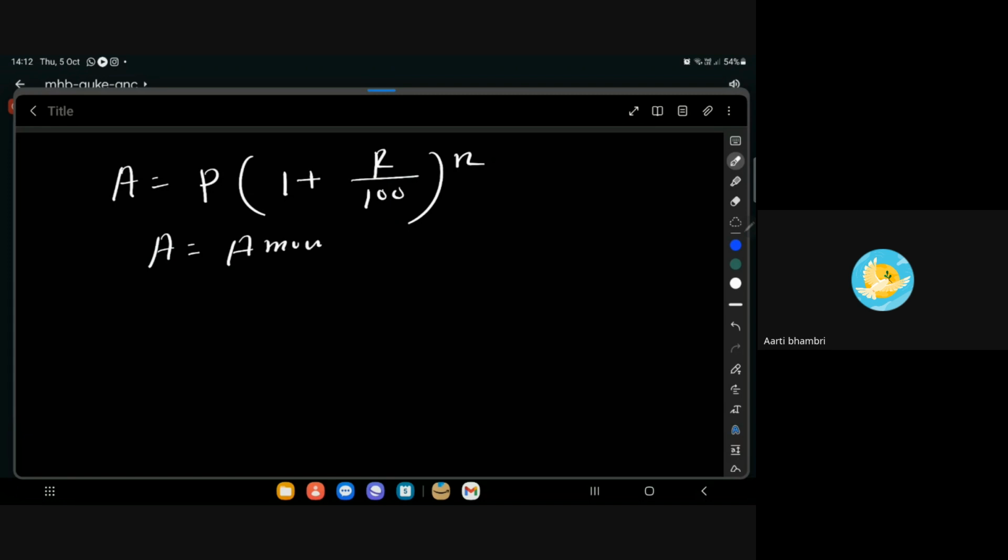Okay, so compound interest, the formula very simple problem they used to ask. Amount is equal to principal into 1 plus r by 100 to the power n. Okay, n is year, r is rate of interest, A equal to amount. That I think we have solved a problem also. P equal to principal.